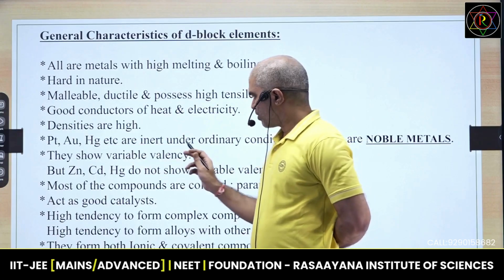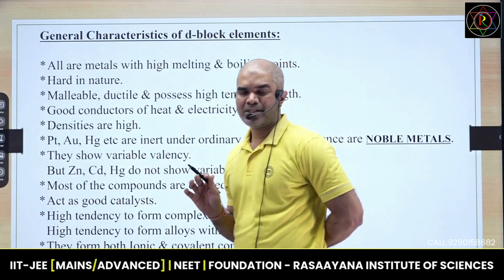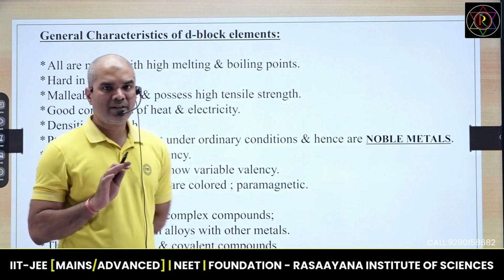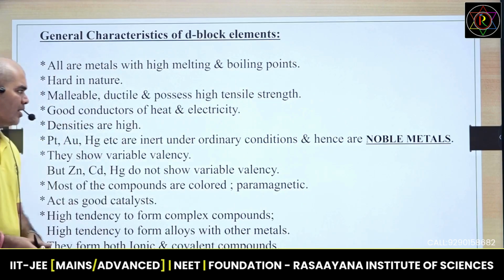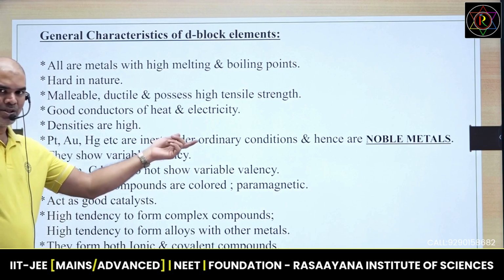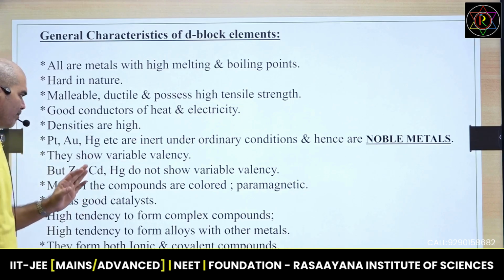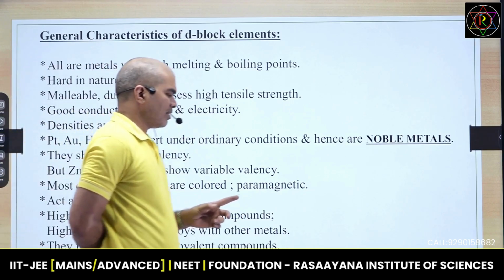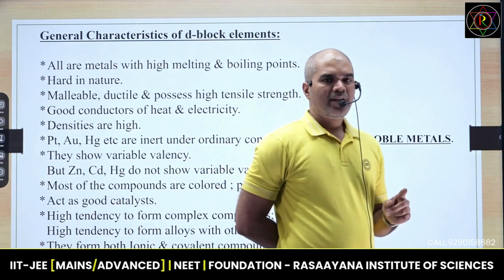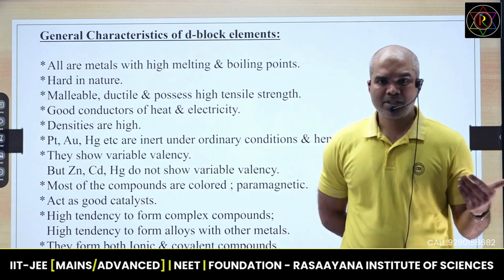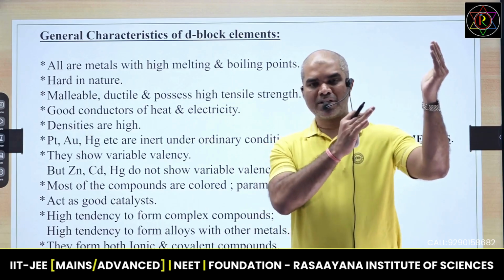Platinum, gold and mercury are called inert elements. These are inert under normal conditions. Under extreme conditions they react, but under normal conditions we call them noble metals, because they are highly unreactive under normal conditions. They show variable valency. When I say variable valency, I can have +1, +2, +3, +4. I can even go to +8 oxidation state.